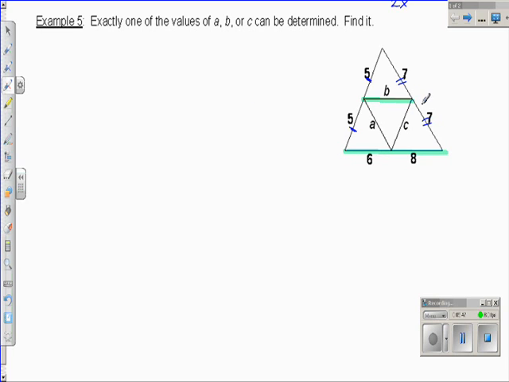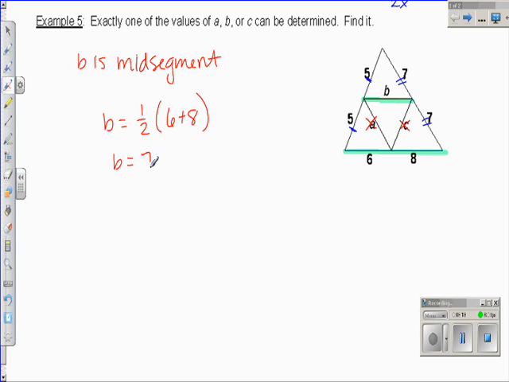But now C bisects this side. It does not bisect the bottom. Same thing with A. A bisects the side length 10, but does not bisect the bottom. So A and C are not midsegments. B is your only midsegment because it bisects both the sides that it crosses. So we can find that the length B is half of 6 plus 8, which is 14. So B is 7. You would not be able to find A and C because they are not midsegments.